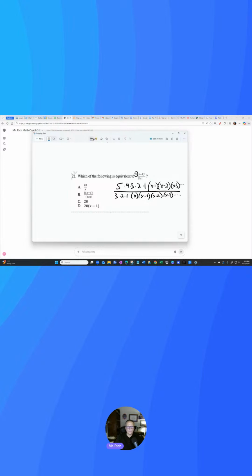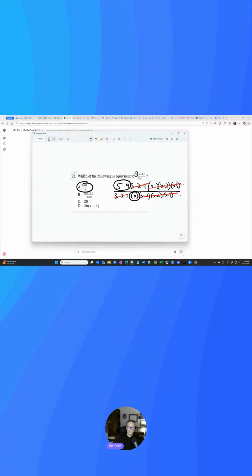Now, hopefully what you see here is that between top and bottom, all of these, x minus 1, x minus 2, x minus 3, are going to get divided out by the x minus 2, x minus 3 right here. And then the 3, 2, 1 down here, which is 6, is going to get divided out by the 3, 2, 1, 6 up in the top. So what do I have left that did not get divided out between the top and the bottom? Well, we have 5 times 4, 20, and I have one singular x down here, and so A is the answer.